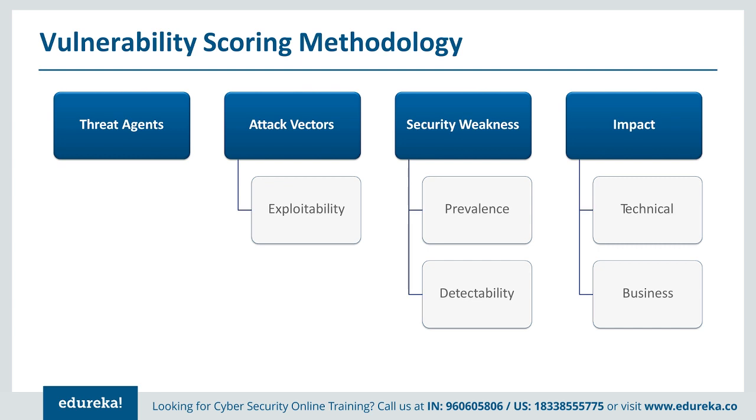Likewise, it is further split across attack vector: whether this vulnerability is exploitable. Not all vulnerabilities can be exploited. So when we are not able to take advantage of a vulnerability, it means that it's not exploitable. So the scoring will be low.